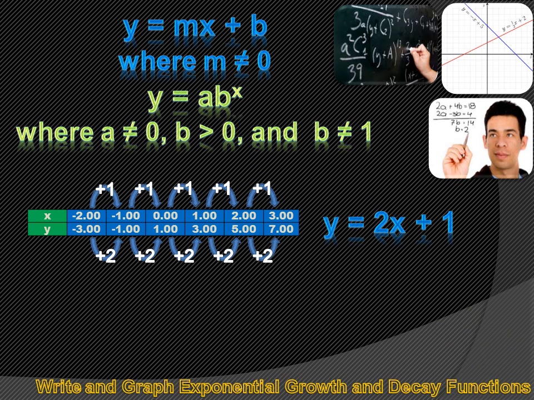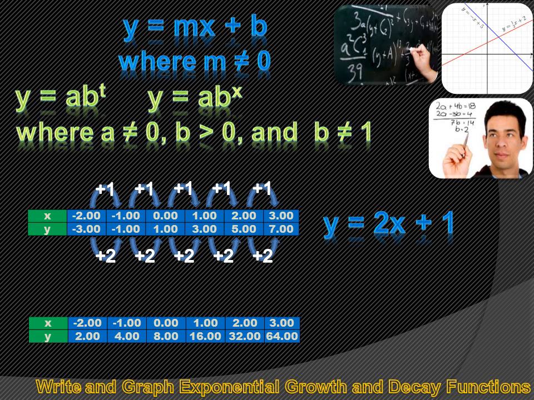Now sometimes you'll see it written this way, y equals a times b to the t power. And that's because x is usually a time period. So sometimes we call that exponent x, but we can also call that exponent t for time period. Let's look at an example.